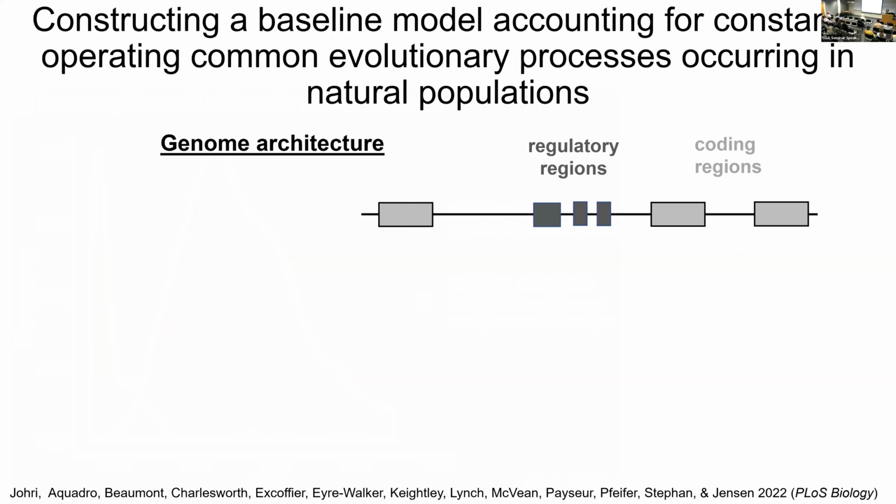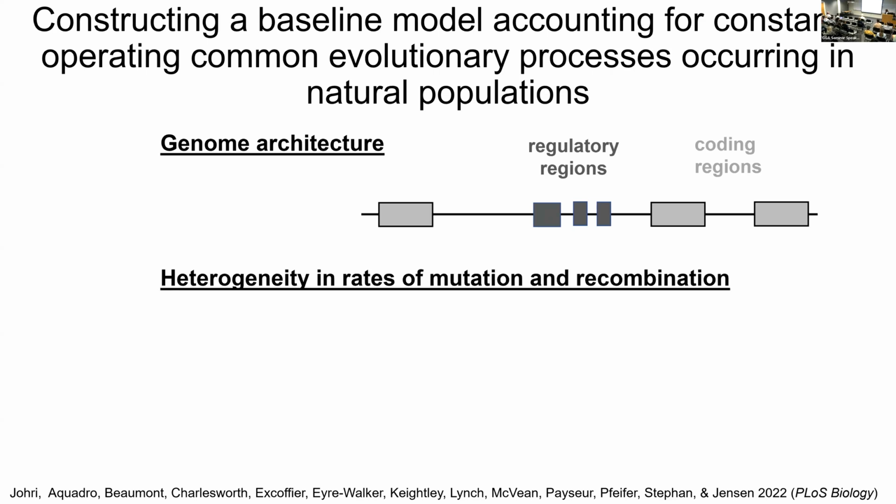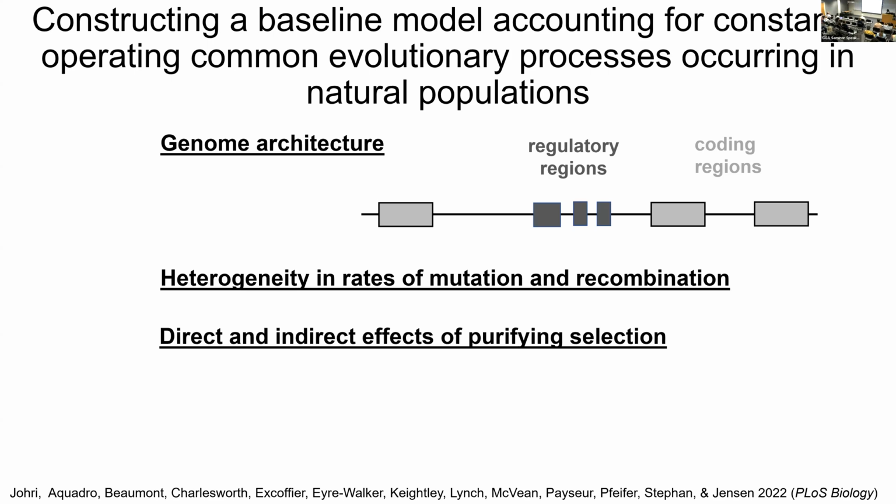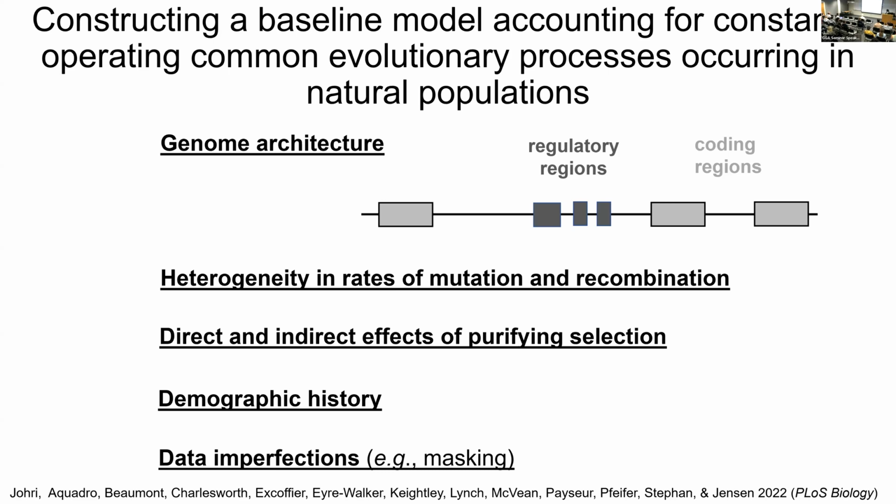So, after having looked at all of these various effects of deleterious mutations, we propose that it's important to come up with a baseline model that accounts for all of these commonly operating evolutionary processes in a population. By that, we mean things like the genomic architecture, so where are the selected sites located? How much selection is acting on the genome? And then similar things like heterogeneity in rates of mutation and recombination, direct and indirect effects of purifying selection, population history, and other data imperfections.